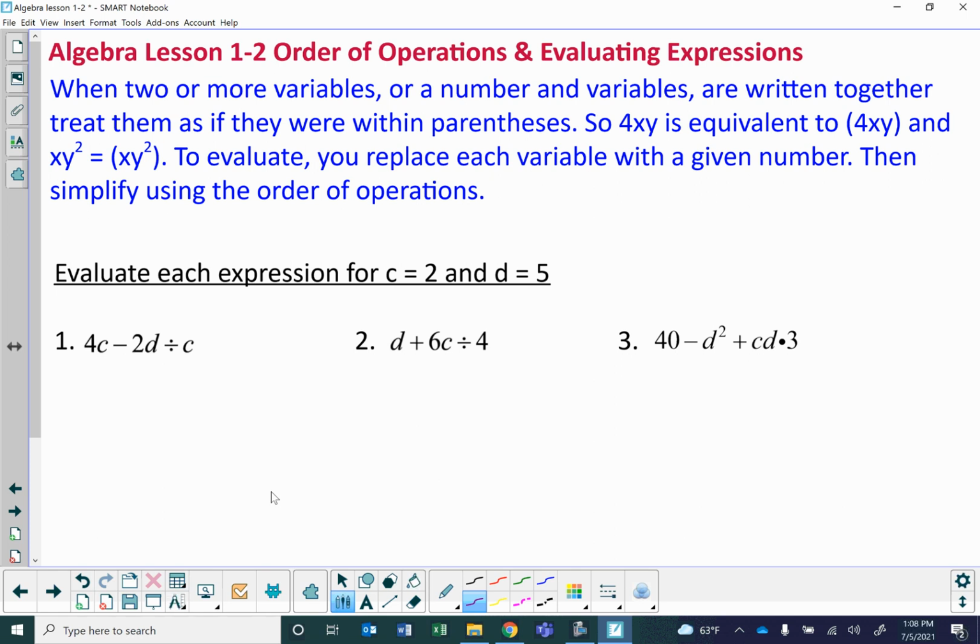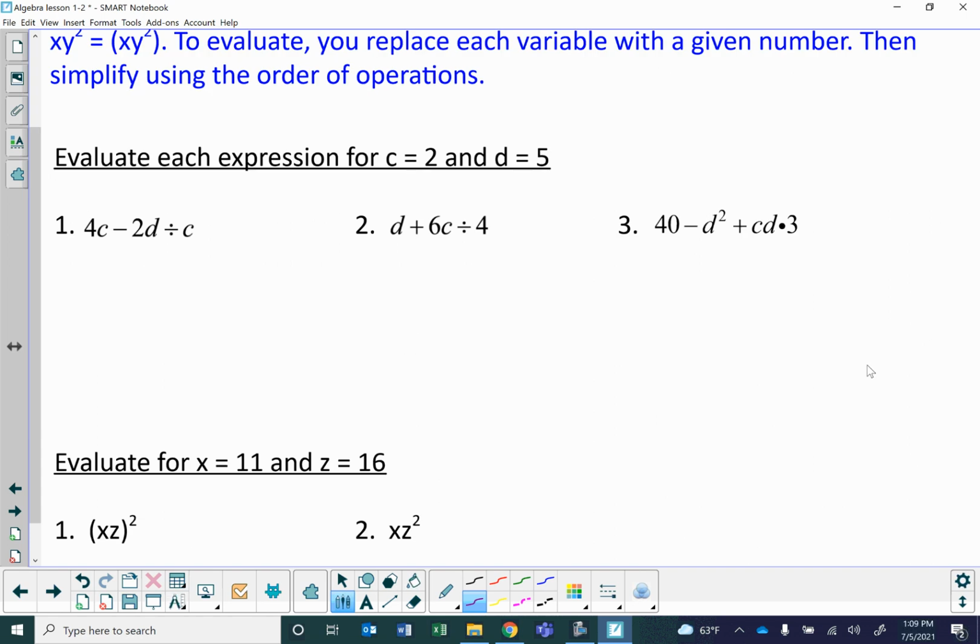Here's why I said that we would get back to what it means to evaluate something. Evaluating something means to substitute in a given number and then work out the order of operations. So here it says evaluate each expression for c equaling 2 and d equaling 5. Here I have 4 times c. Every time I see a c, I have to replace it with a 2. Every time I see a d, I have to replace it with a 5.